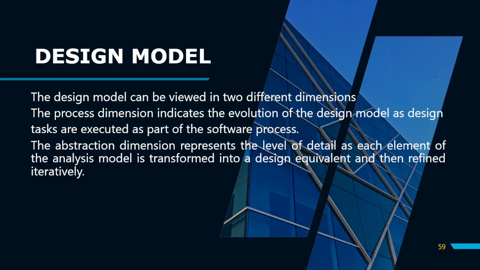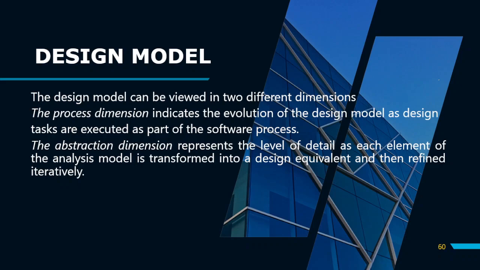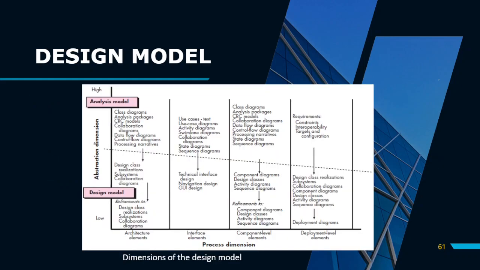Design model can be viewed in two different dimensions: the process dimension and the abstract dimension. The process dimension indicates the evolution of the design model as design tasks which are executed as a part of the software process. The abstract dimension represents the level of detail as each element of the analysis model is transformed into an equivalent design and then refined iteratively. Here you can see a simple diagram showing how the analysis model and design model are represented, with low and high abstract dimension.